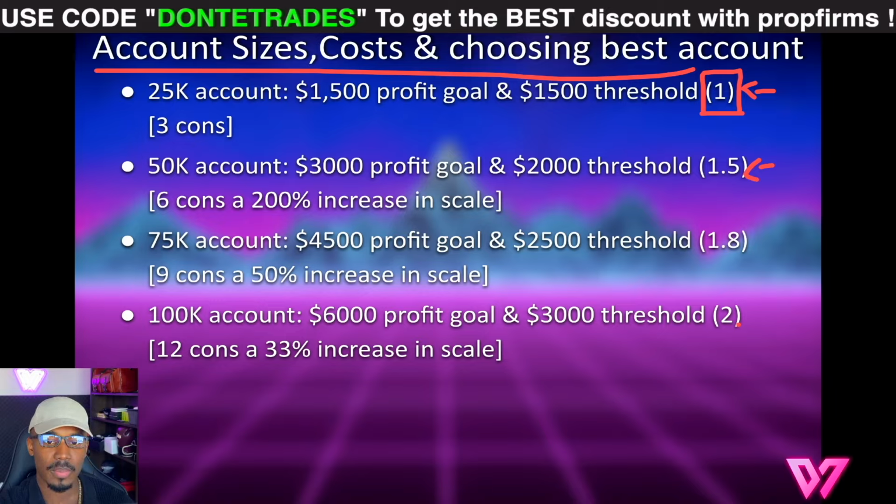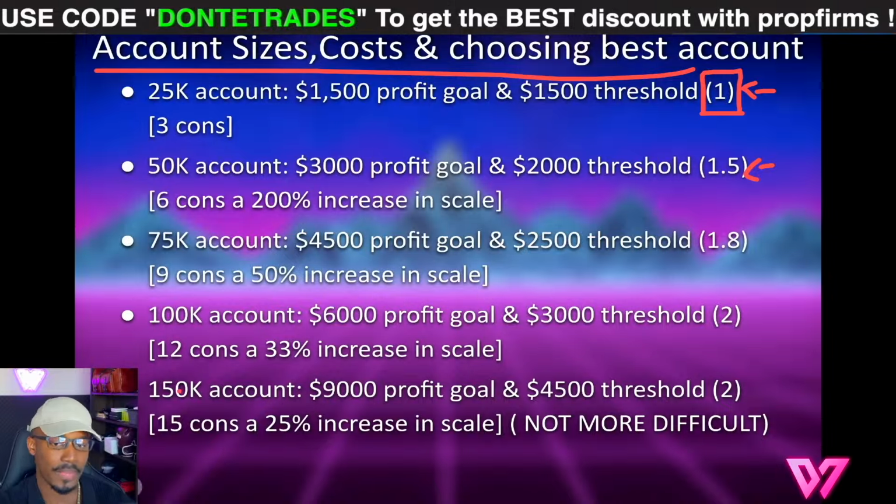Here you have a 20% increase in difficulty from 1.8 to 2, but you only have a 33% increase in scale, so that's okay. But look what happens when you get to the 150K account. The 150K and the 100K are actually not any more difficult than each other, right? So these two accounts are basically the same, but the only difference is you have a 25% increase in scale and it's not more difficult. So to me, for most people, it does not make sense to get a 100K account because the 150K account is literally exactly the same amount of difficulty.